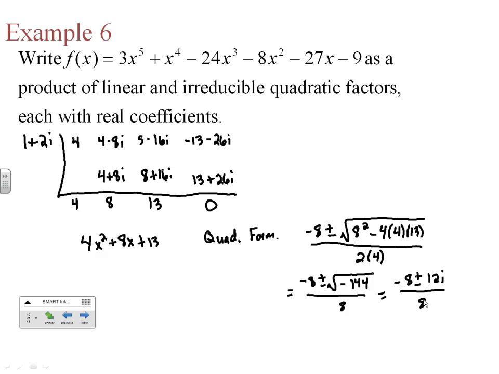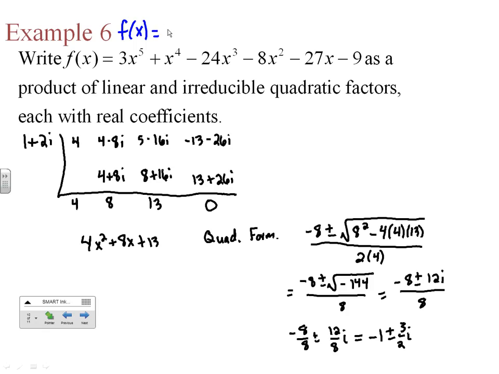If I simplify this now, this is basically negative 8 over 8 plus or minus 12 over 8i. So that's negative 1 plus or minus 3/2 i. Okay, so those are my last two zeros. Then I would need to write the linear factorization of that. Prime factorization is totally different.